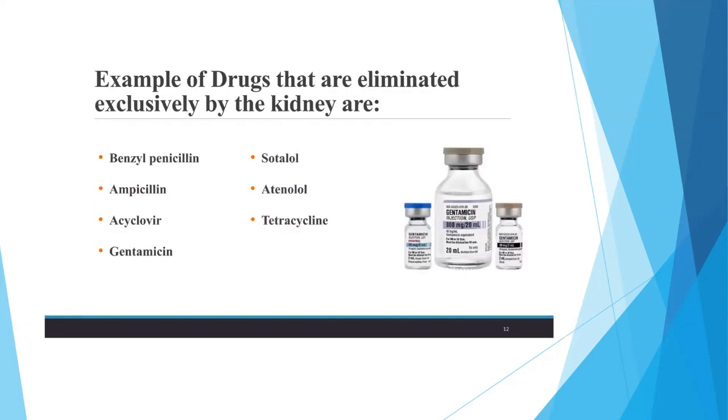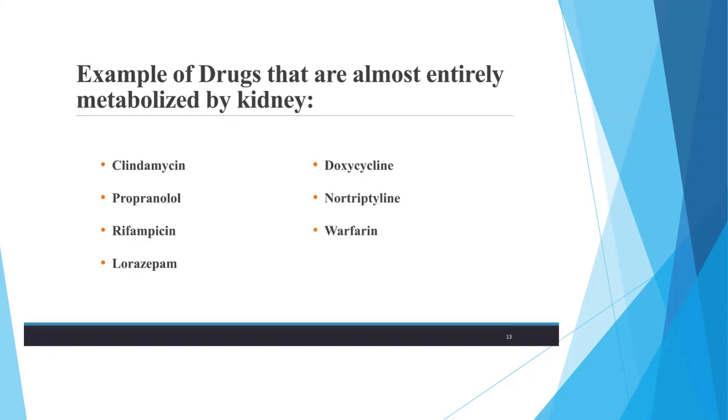Here are examples of drugs that are eliminated exclusively by the kidney, like benzyl penicillin, ampicillin, acyclovir, gentamicin, sotalol, atenolol, or tetracycline. And these are some drugs that are almost entirely metabolized rather than renally excreted, like clindamycin, propranolol, rifampicin, lorazepam, doxycycline, nortriptyline, or warfarin.